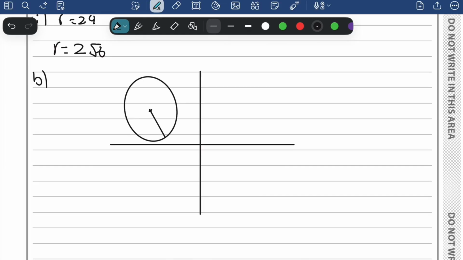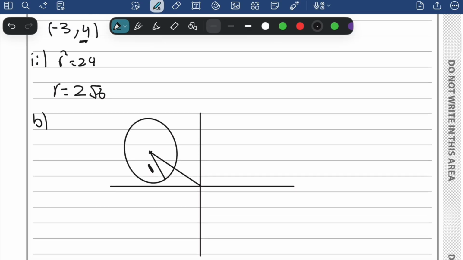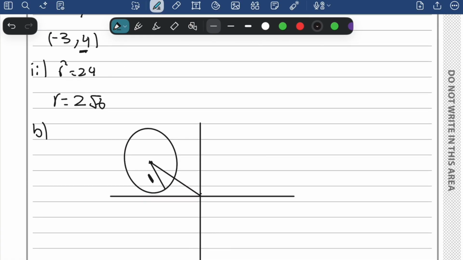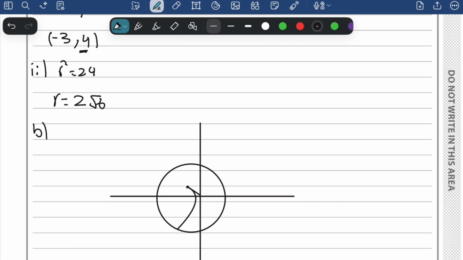If the distance between the origin and the center is greater than the radius, then that means the origin will not lie in the circle. But if the distance from the center of the circle to the origin is less than the radius, then it will. We can see that here, if I go back, so let's say that (-3, 4) is actually something like this, and the center is about here. The radius is all the way over here, but the distance to the origin is just here, right?